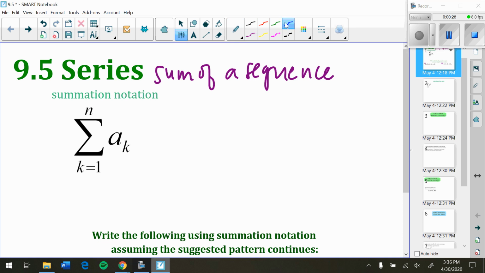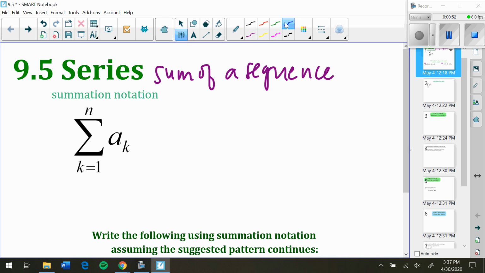Okay, a series is a sum of a sequence. So the sequences that we talked about in 9.4, if we added them all up, that would be known as a series. And series uses summation notation. You've probably seen this before, probably in a movie where they want to make math look really scary. But here's what we got. So let me go through every piece right now. Hopefully you have it written in your notes already.